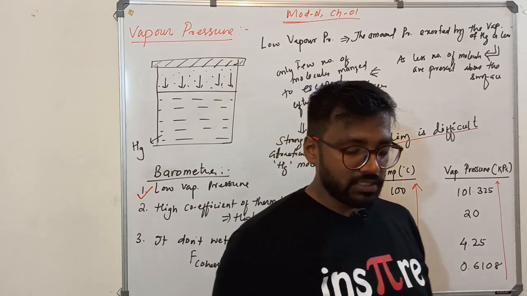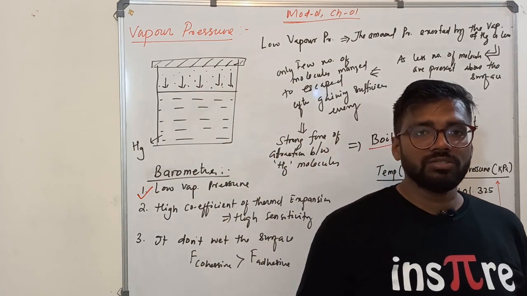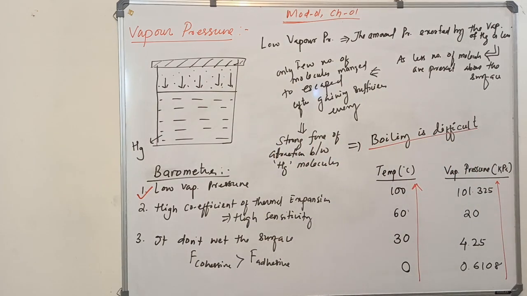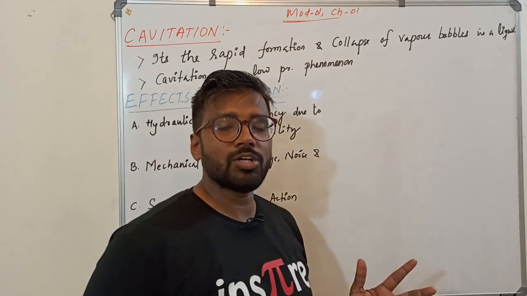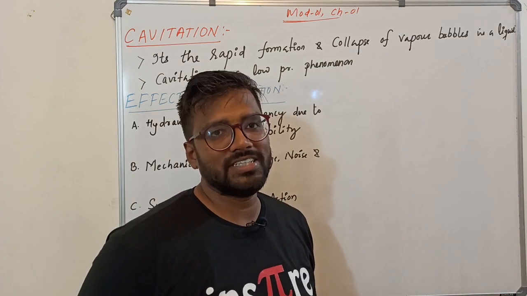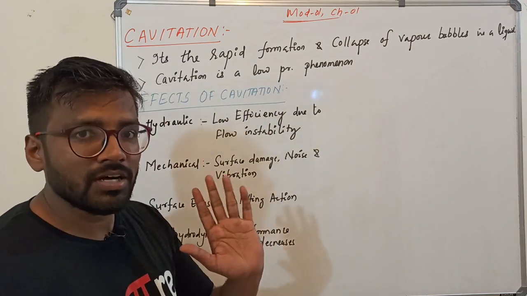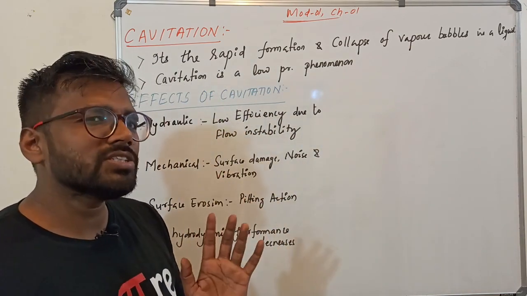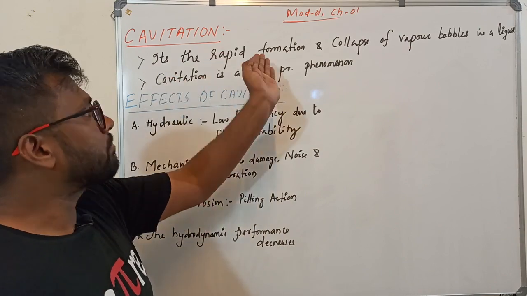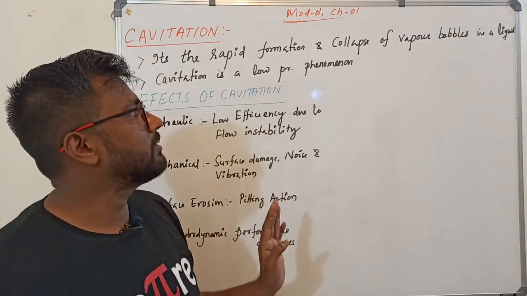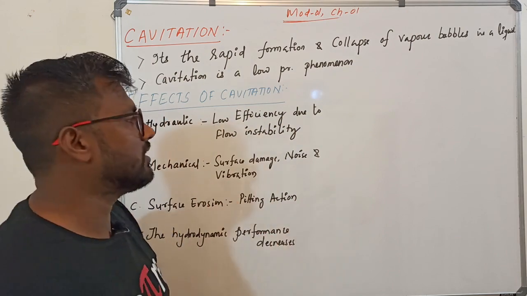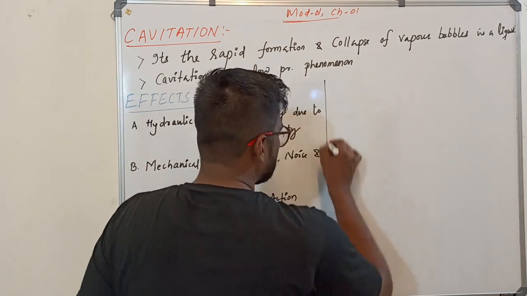Okay, now we are going to study cavitation. Understood? So our next topic is cavitation. We have studied vapor pressure. Now cavitation. What is cavitation actually? It's the rapid formation and collapse of vapor bubbles in a liquid. Now let us study how that happens.